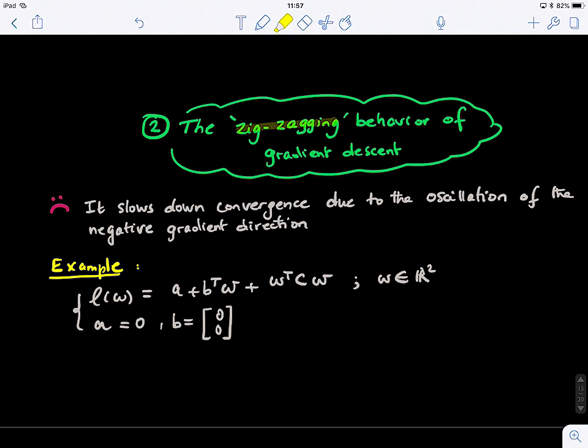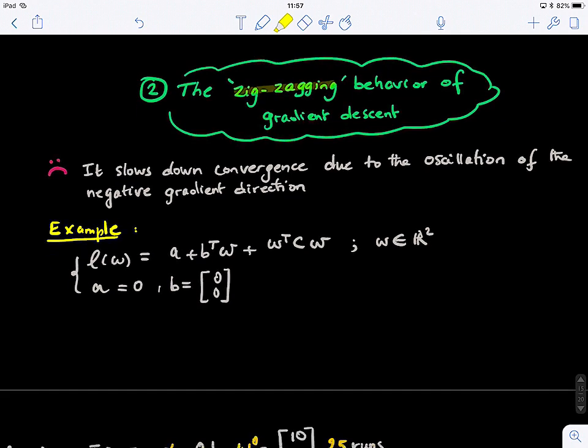Behavior of the gradient descent, and this is related to the direction of the negative of the gradient, right? So this is a big problem because it slows down the convergence as the gradient oscillates. It keeps flipping, its direction changes a lot, and it takes a lot of time to converge to your optimum. So this zigzagging behavior slows down the convergence.